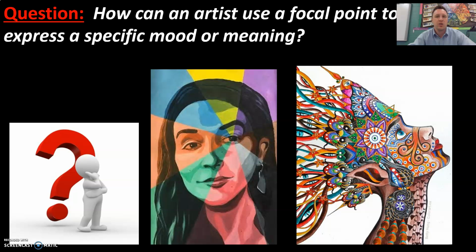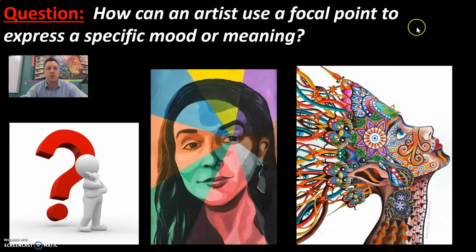So how can an artist use a focal point to express a specific mood or meaning? Depending on what you want the viewer to focus on in your artwork will help accentuate the mood that you're trying to express. So if you want to express happiness and you want the viewer to look at a specific part of your artwork that evokes that happiness, then you want to somehow create that as a focal point.